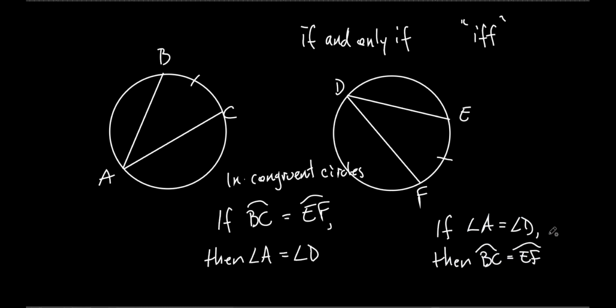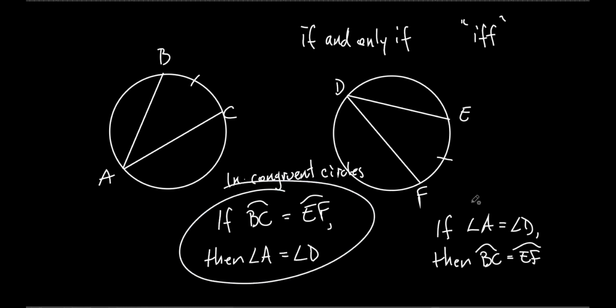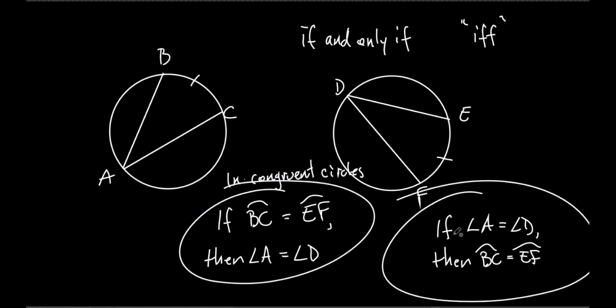Everybody with me on that? All right? That's what if and only if means. So this says, in congruent circles, inscribed angles are congruent if and only if they intercept congruent arcs. So the if and only if means I could switch the arc thing and the angle thing. In one sentence, you don't have to say them both. I could either say this is true, and I can also say that that's true. That's my if and only if statement. Everybody with me? And that makes sense too.